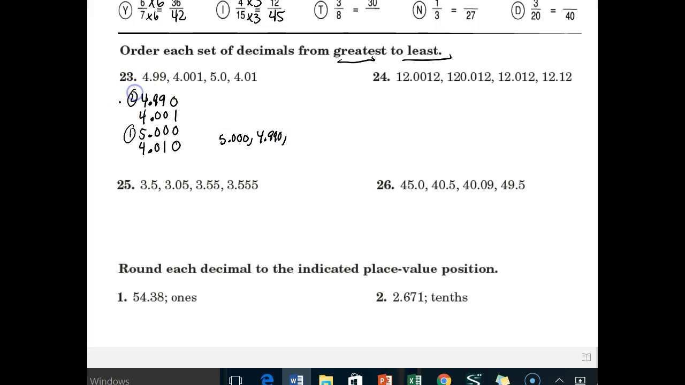So that's number 2. And then look down this row, just between these two. So you have 0 and 0, 0 and 1 up. The 1 is bigger, so 4.010. That's 3, and so obviously the smallest one here is 4.001. All right. I'll do number 25 with you as well. 3.5, 3.05, 3.55, 3.555. Fill in with zeros.